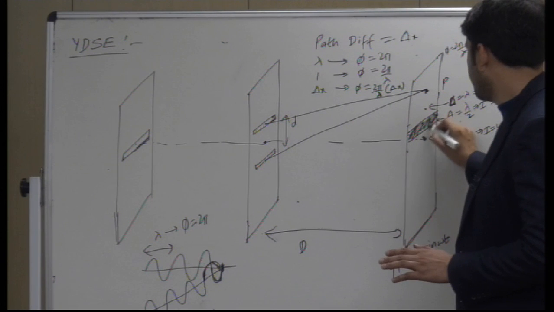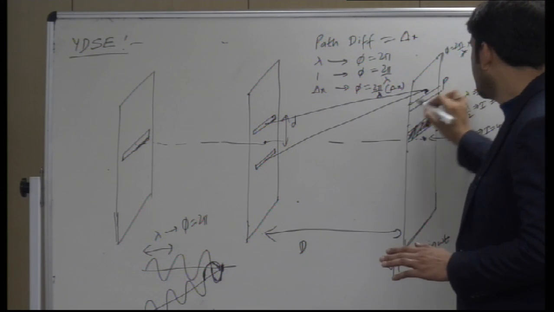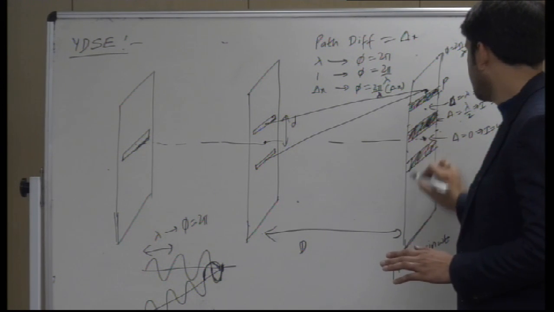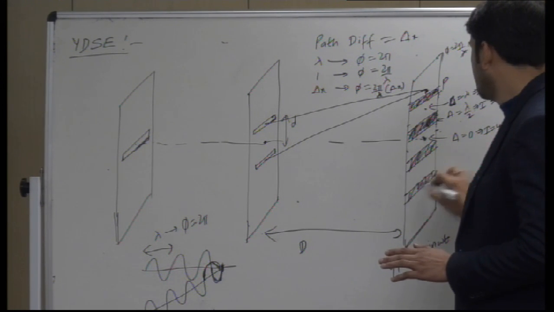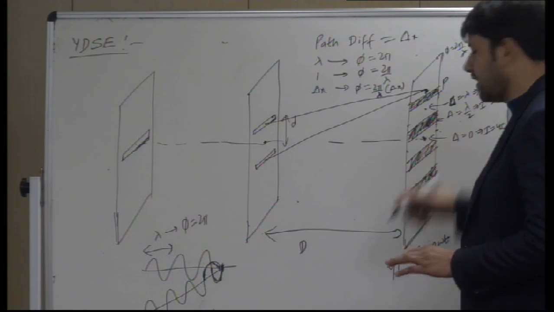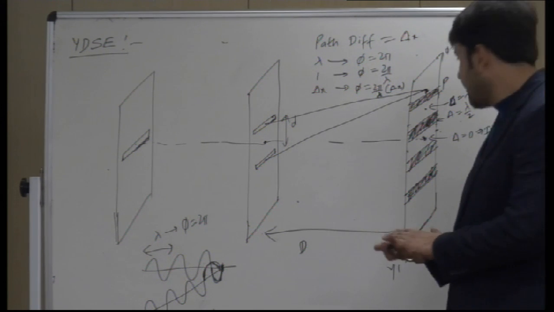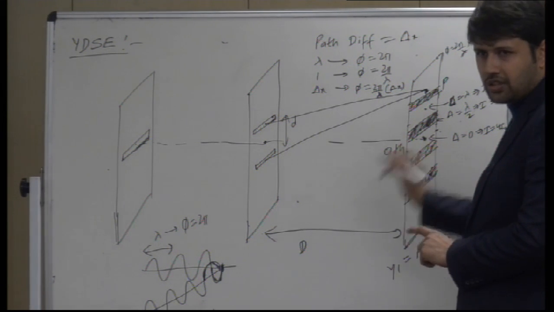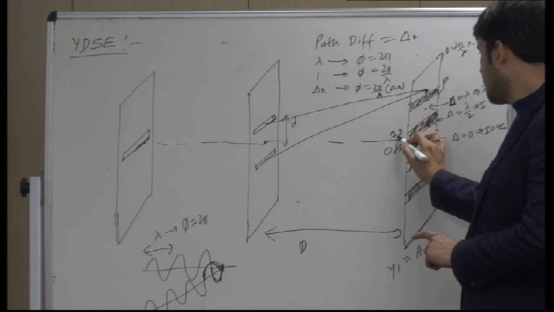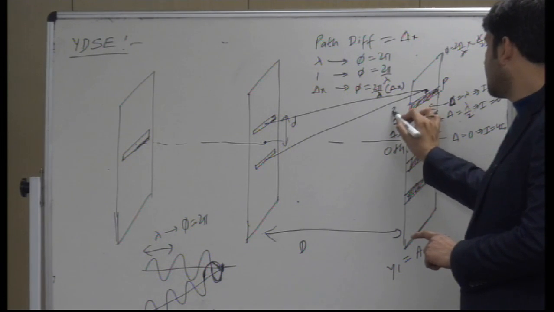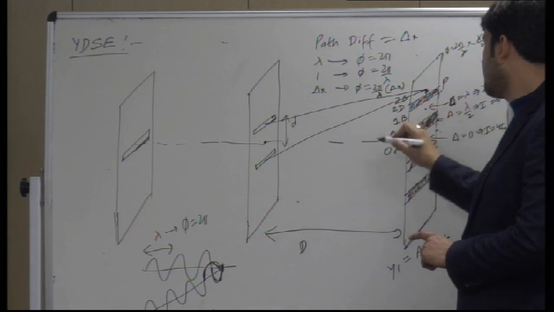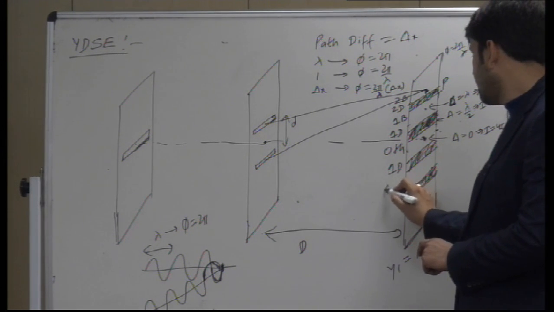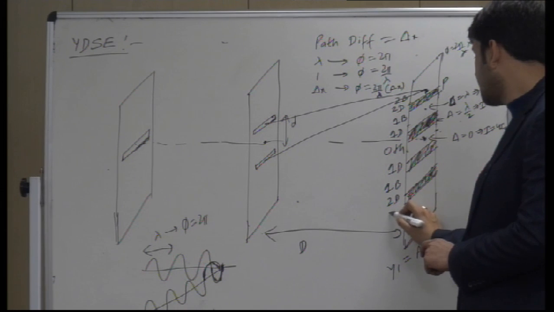This is the dark fringe. Again, at some distance, again a dark fringe. Again, at some distance, a dark fringe. The center would be bright, and the ordering starts like this. This is called the central bright fringe or zeroth. This is first dark, this is first bright, then second dark, then second bright, and so on. On the lower side as well, first dark, first bright, second dark, second bright.